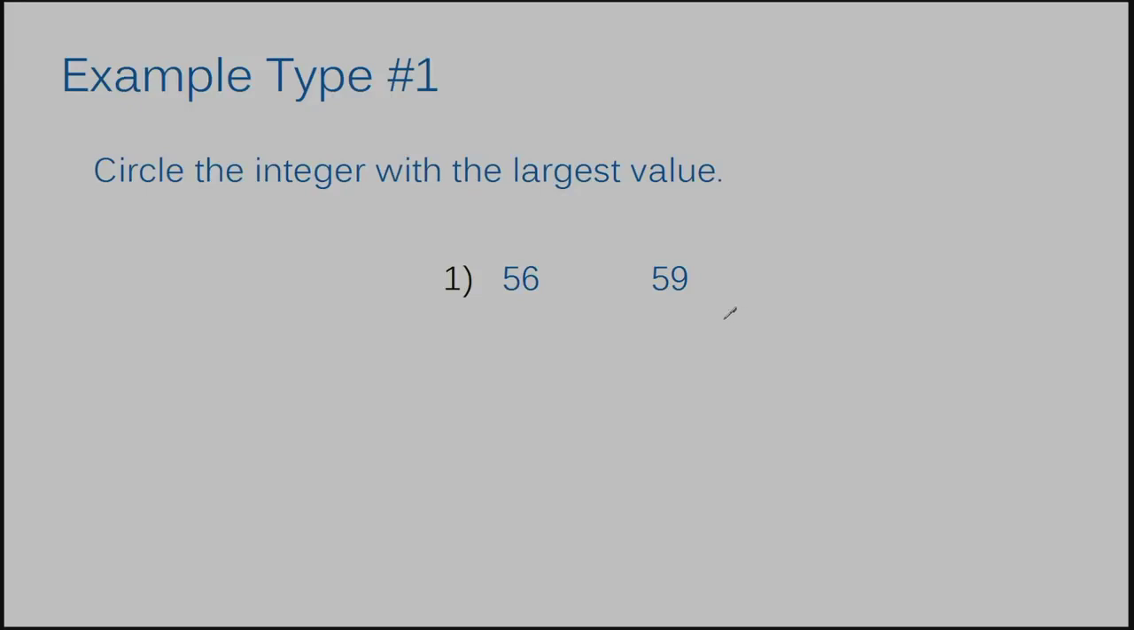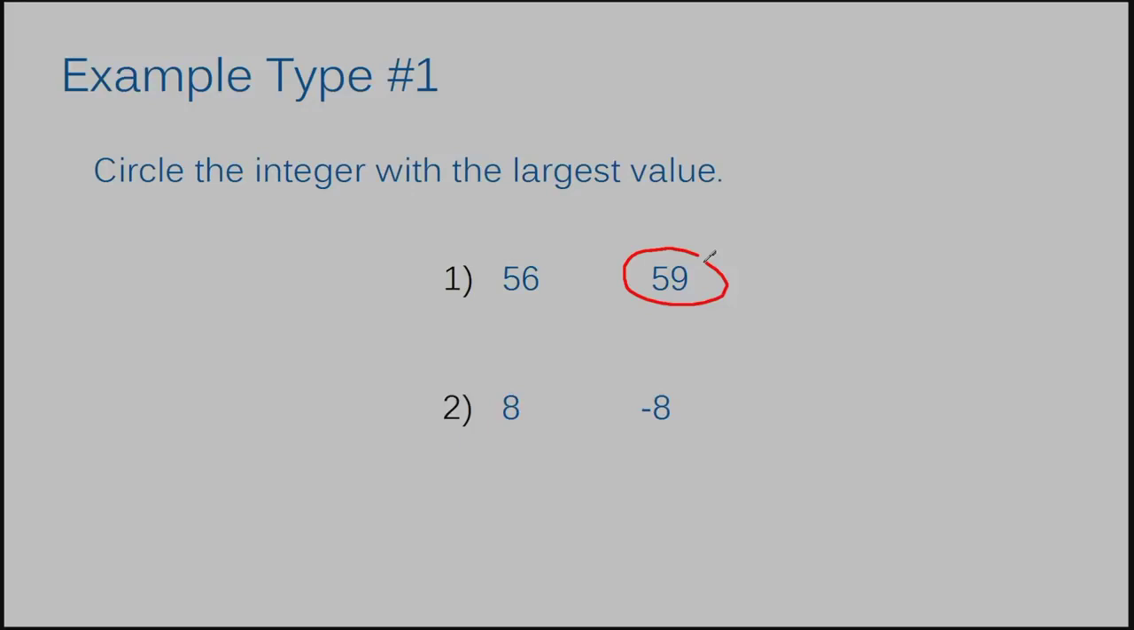These are pretty easy. They're still integers because remember we learned that integers are the counting numbers. So this one's easier because we don't have any negative numbers to deal with. So if I'm going to circle the larger number, the number with the largest value, that'd be 59. So that's pretty simple. But what about this one? We have a negative number. We have 8 and we have -8.